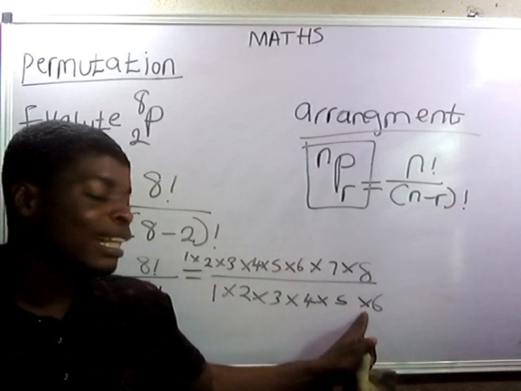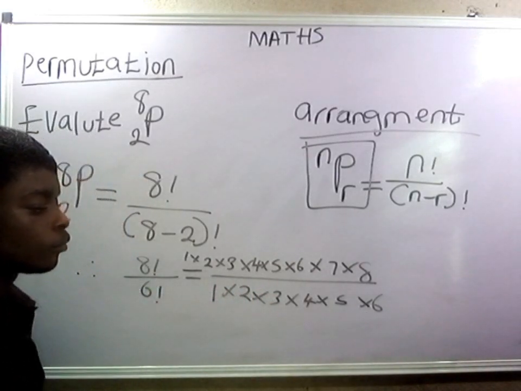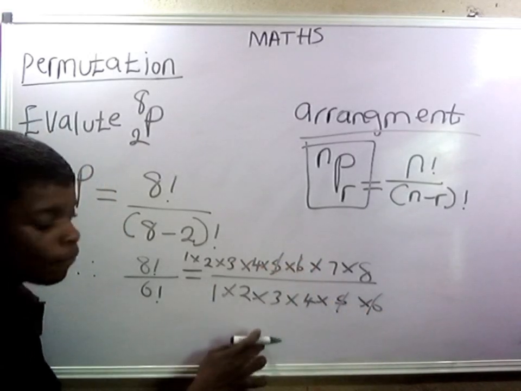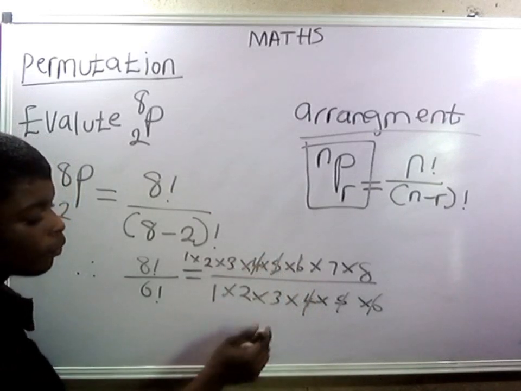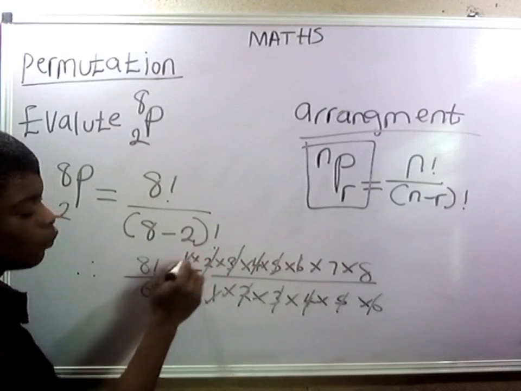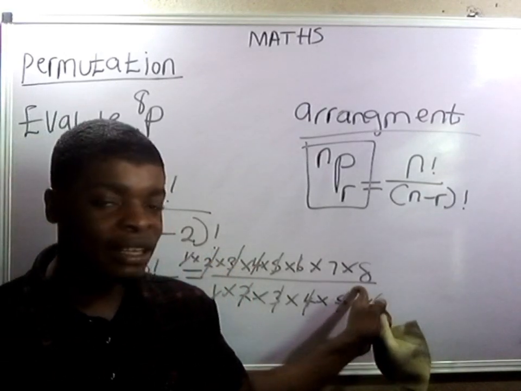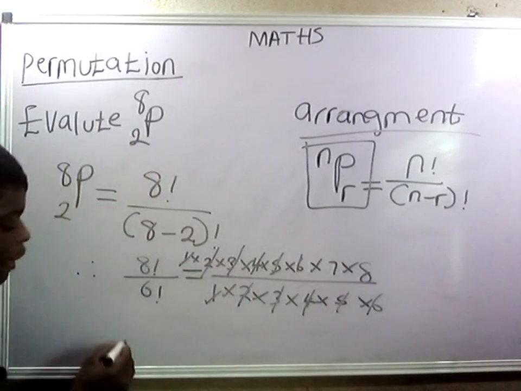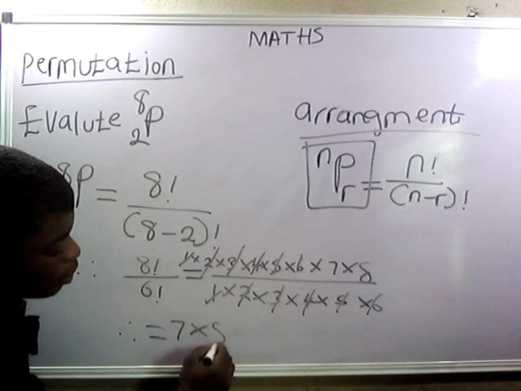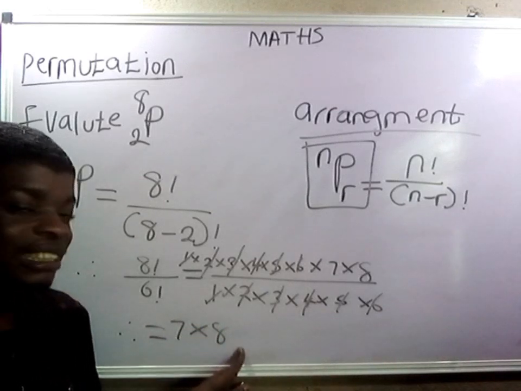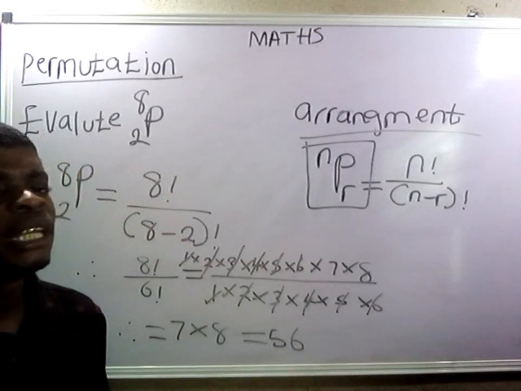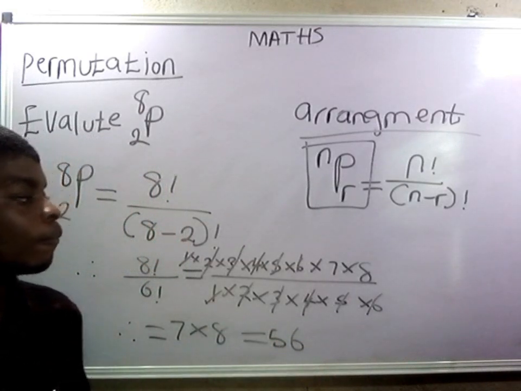To make this easier, we cancel out. 6 cancels 6, 5 cancels 5, 4 cancels 4, 3 cancels 3, 2 cancels 2, and 1 cancels 1. The value left is 7 times 8. So that will be equal to 7 times 8, which is 56.